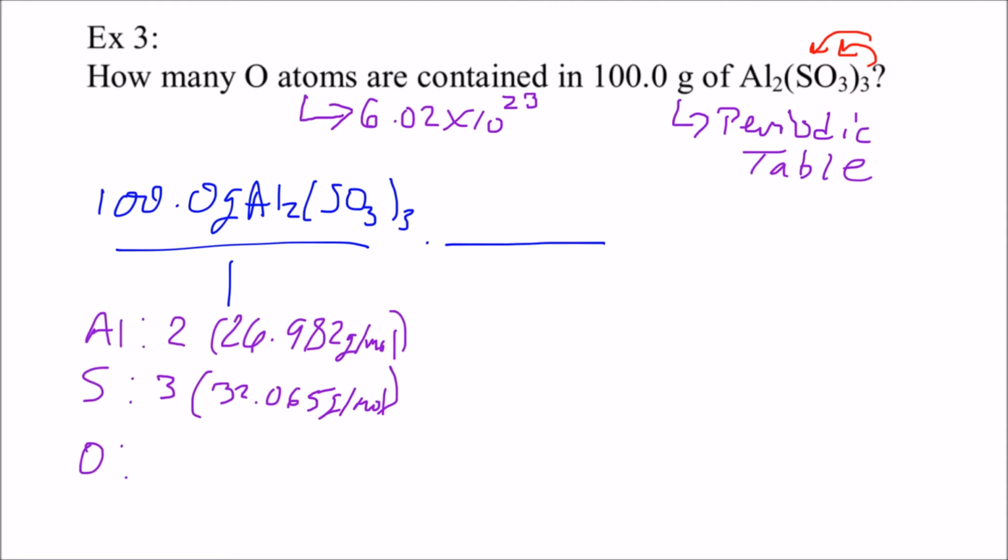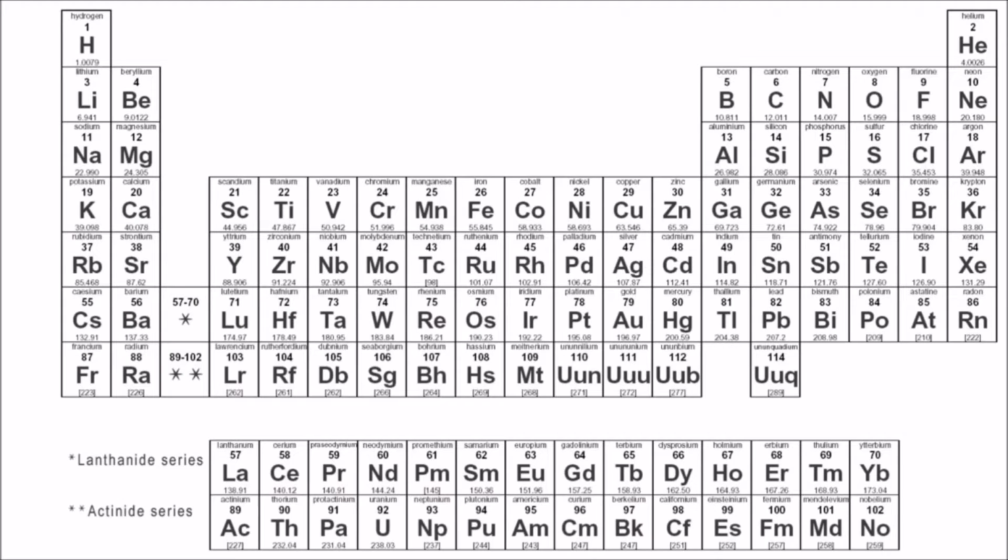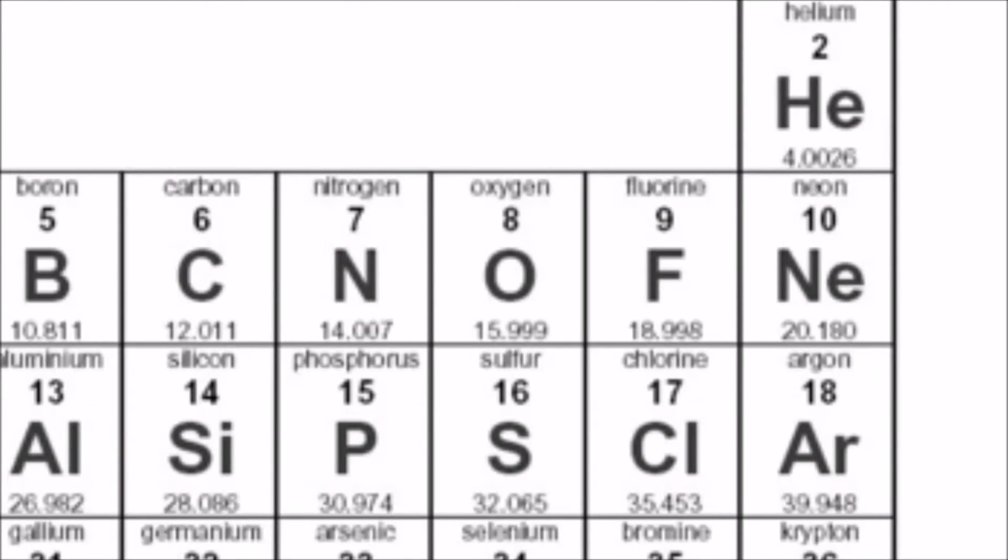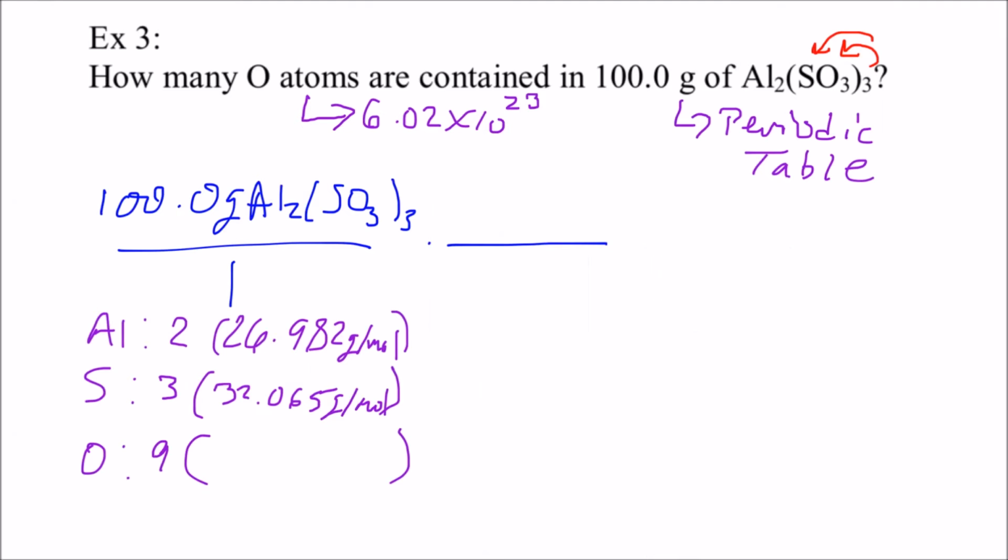And then oxygen. We've got 3 times 3 oxygens, and that gives us 9 oxygens, and we need to go get the molar mass of oxygen. So we've got 15.999 grams per mole of oxygen. So you're going to go through and multiply each of these things, and then when we're done multiplying, we're going to add all of it together so that we can have the total mass of this entire compound here.